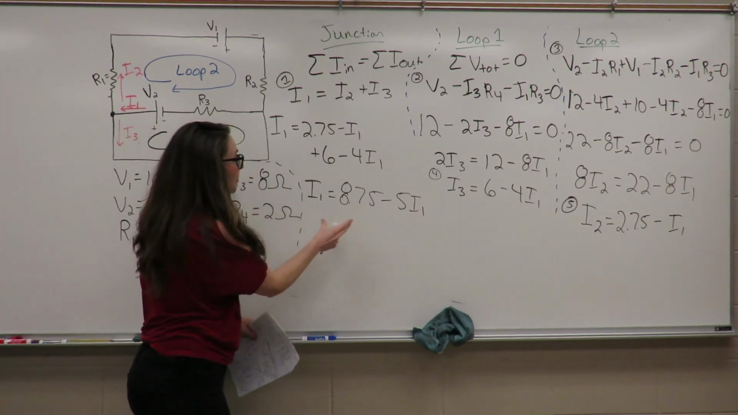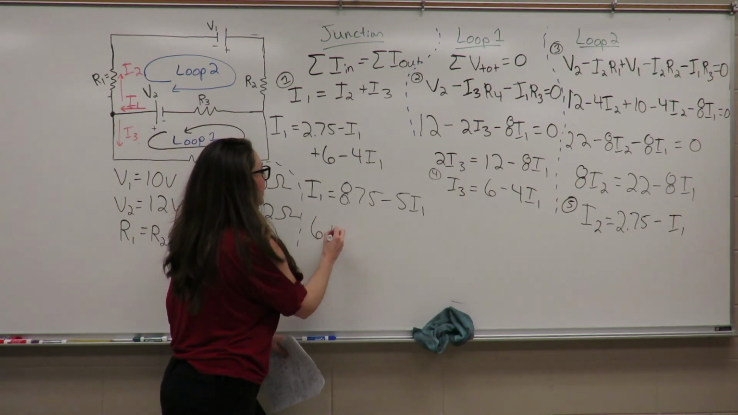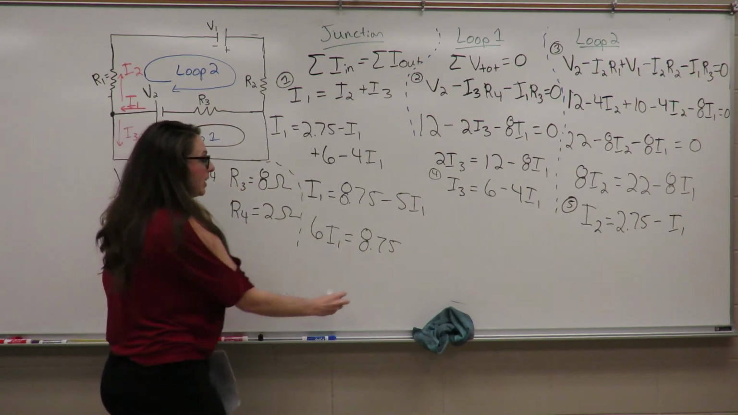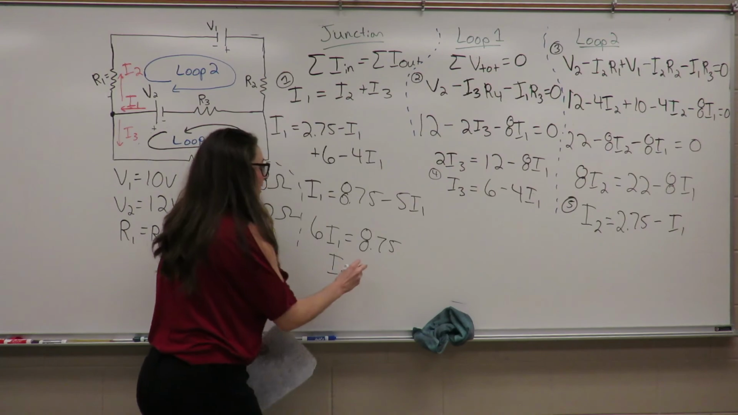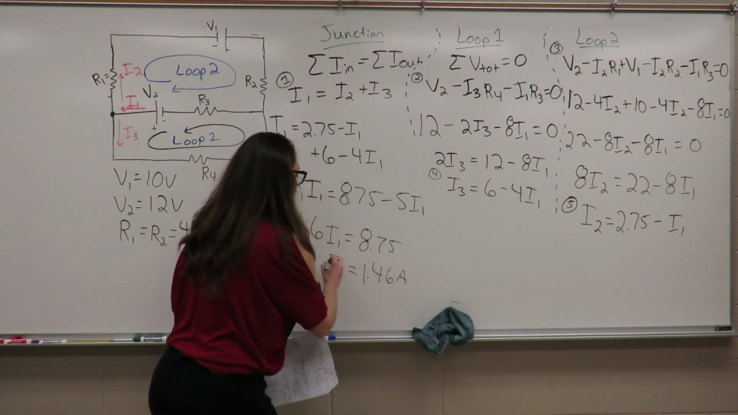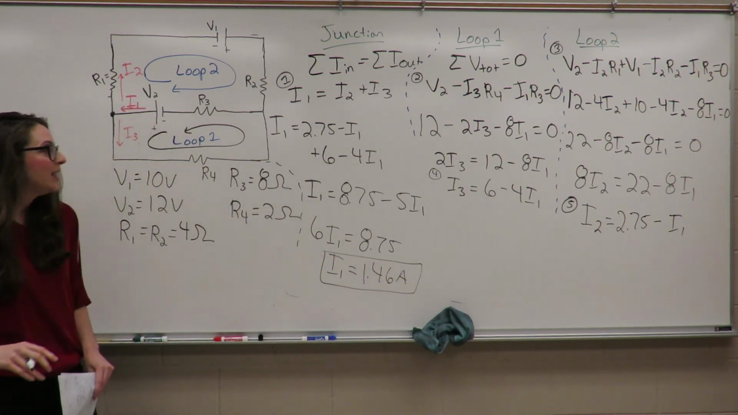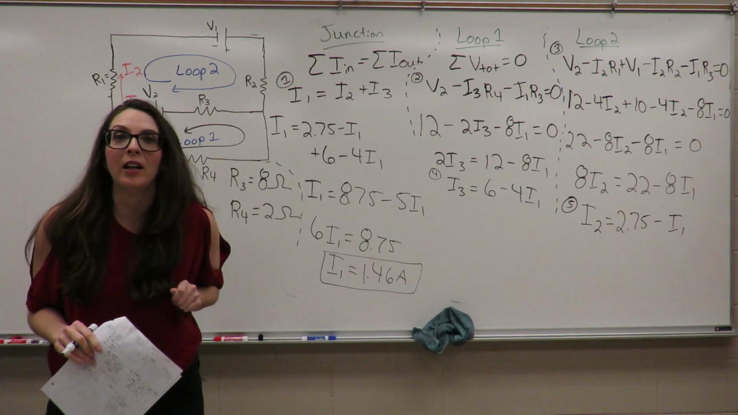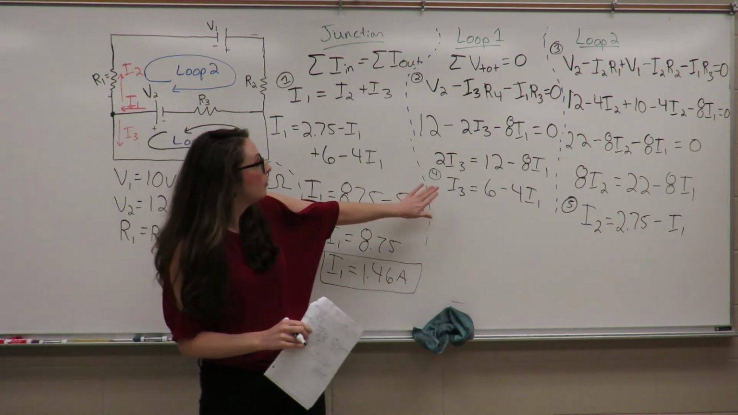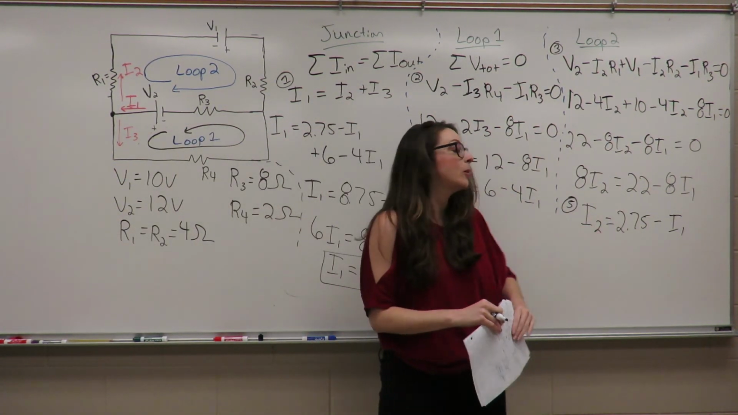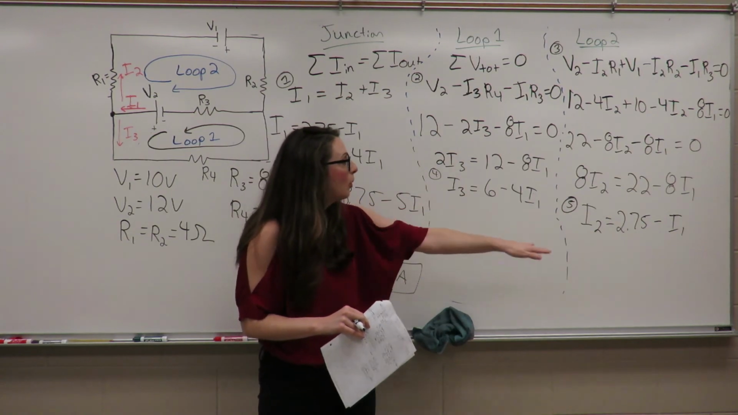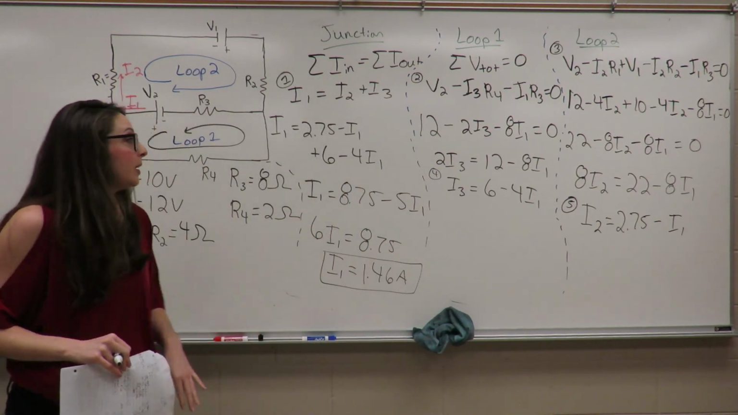So I can add this term to the other side of my equal sign, and then I have that 6I1 is equal to 8.75. Divide both sides by 6, I get that I1 is equal to 1.46 amperes. Okay, so now that I've gotten one of my currents, I can take that current, and because we solved equation 4 in terms of I1 and equation 5 in terms of I1, I can just go ahead, take I1 and plug it back into equation 4 and 5, and then I'll get what my currents should be for I3 and I2.